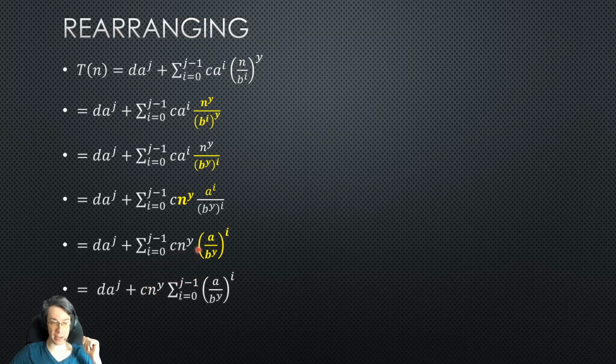Now this c times n to the y doesn't depend on the loop variable i, so I can move this c times n to the y outside the summation. So now I have a summation of a over b to the y, all to the i. This is starting to look a whole lot like a geometric sum, because if you remember, a geometric sum is the sum from i equals 0 to n of r to the i. So this a over b to the y could be our r. Now this isn't a particularly nice expression yet to do our analysis on, so let's keep manipulating this expression a little bit.